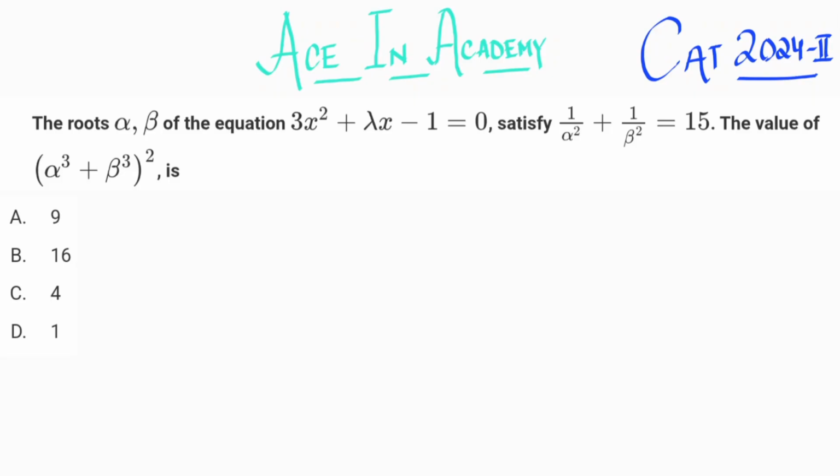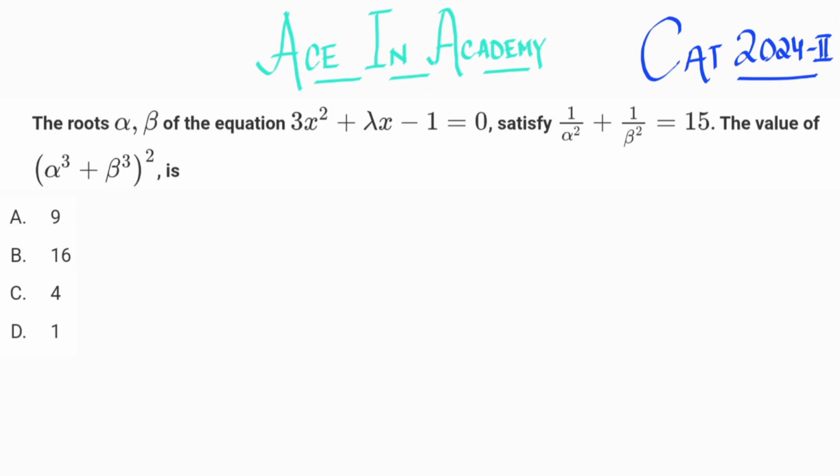As you can see from the title of this video, we'll solve another good question from the topic of quadratic equation, and the question has been taken from CAT 2024 exam slot 2. Now the question is as follows: the roots alpha, beta of the equation 3x squared plus lambda x minus 1 is equal to 0 satisfy 1 by alpha square plus 1 by beta square is equal to 15. The value of (alpha cube plus beta cube) whole square is.